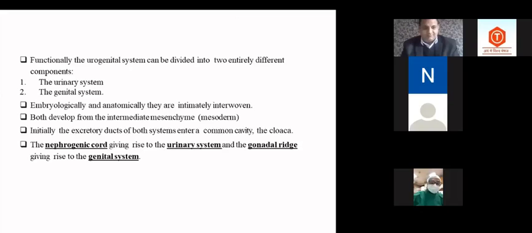Initially, the excretory ducts of both systems enter a common cavity, that is the cloaca. The urinary system develops from the nephrogenic cord and the genital system from the gonadal ridge.